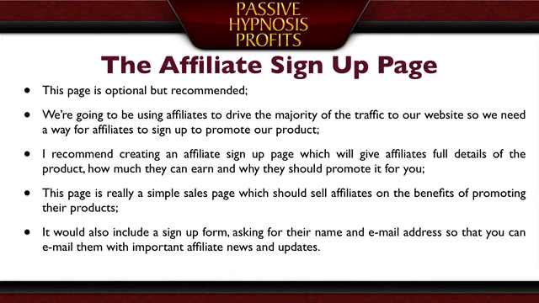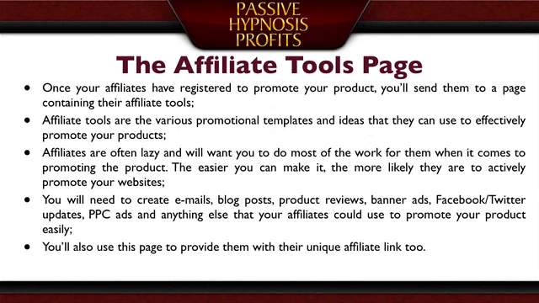And the final page that you're going to need to set up is your affiliate tools page. So basically, once your affiliates have registered to promote your product, you will then send them to a page which will contain their affiliate tools. Now, affiliate tools are the promotional templates and ideas that they can use to effectively promote your products. So basically, when somebody signs up as an affiliate, they will get a unique affiliate link that they can use to promote your products. And when they mail or do anything to promote your products, they will use that affiliate link, which will track the fact that they sent the visitor. It will track how much they are owed in commission and make sure that everything works just fine.